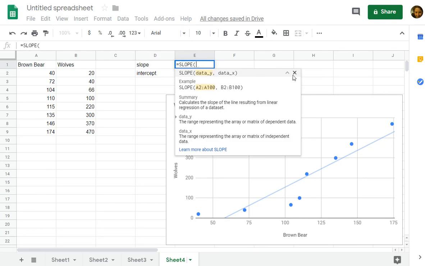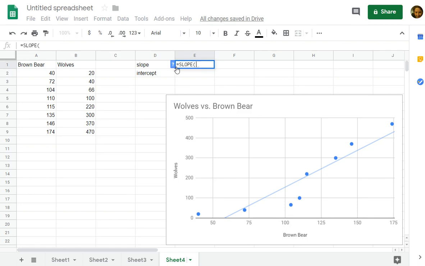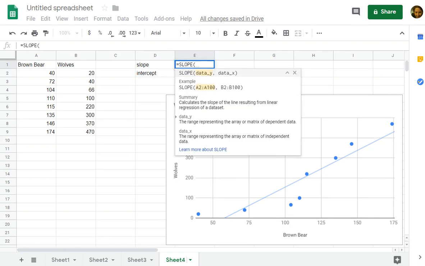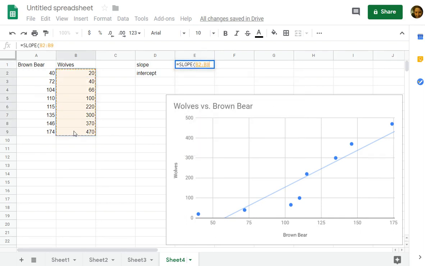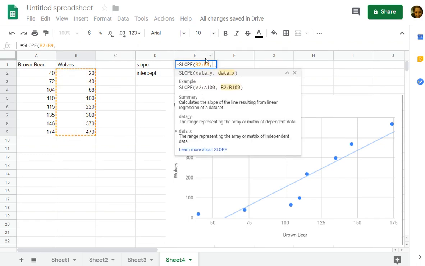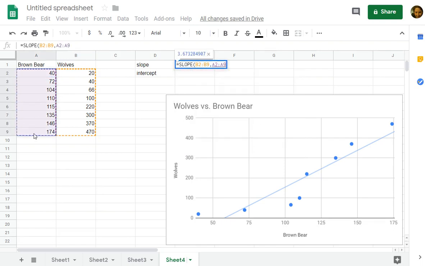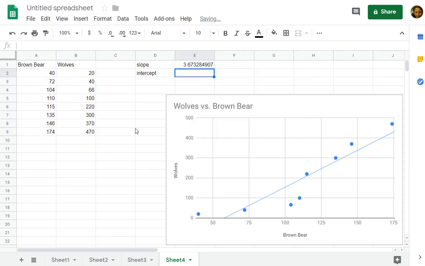If this doesn't show up, this hint, and you need to look at it, you can just click on that question mark. So it looks like I need to do my data Y. This is my data Y, that second column. And then I need to put in a comma. So that's a comma right there. And then I need data X. There we go. That will give me my slope.